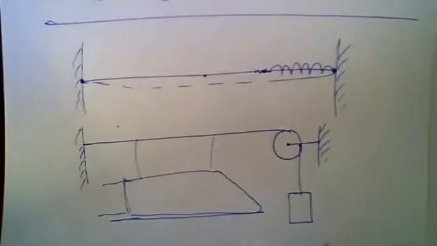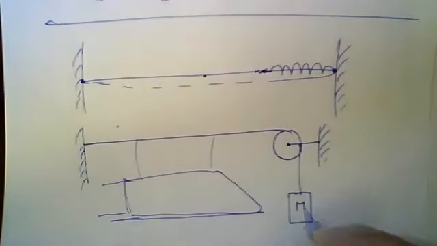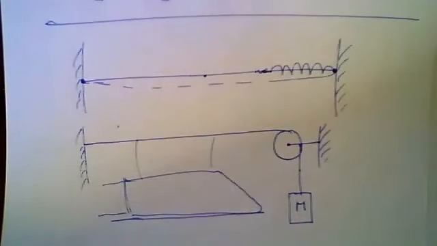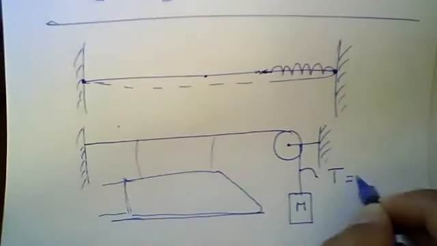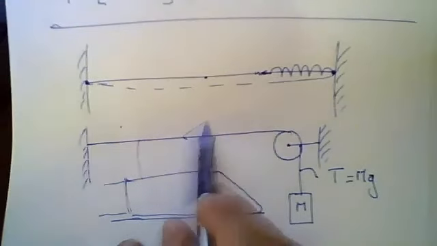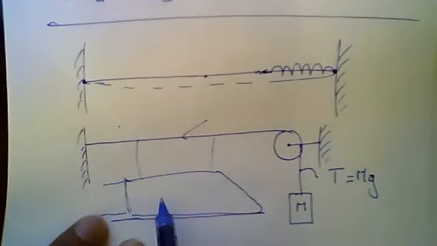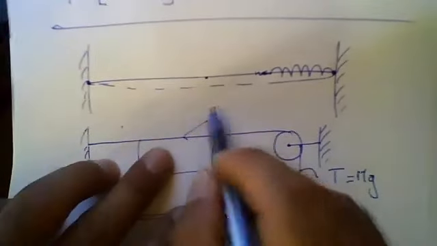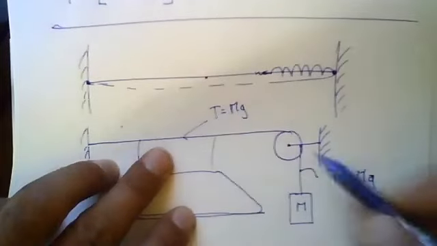Now I have another question. Let's say here I have a weight M. What do you think the tension is going to be in this cable here? mg. Exactly. mg. The tension in the cable is equal to mg. How about the tension in this cable right here? Also mg. Same. Also mg, exactly.